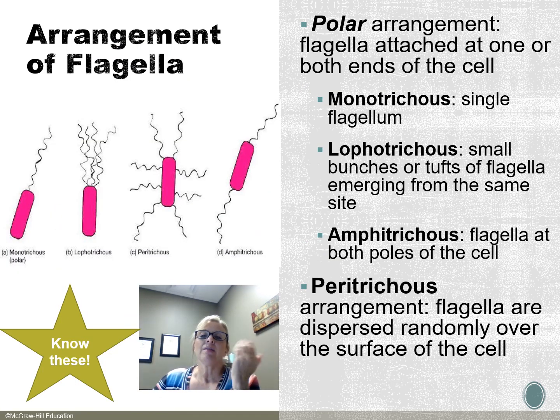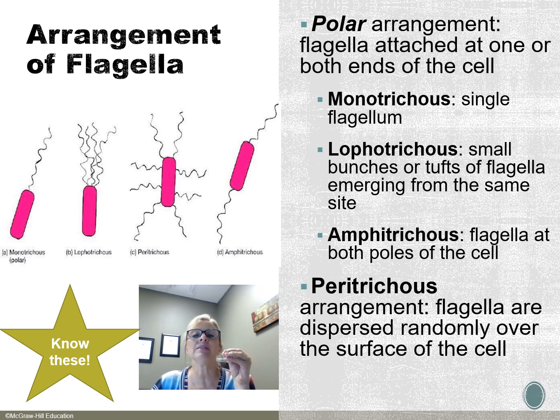So bacteria can have different arrangements for their flagella. This is another one that I see students kind of gloss over and miss, and it always comes back to bite them. So please pay attention to these and learn what these are, okay? These can have single or multiple flagella. They can be found on the ends, okay?